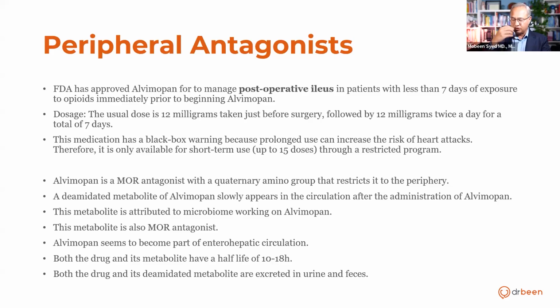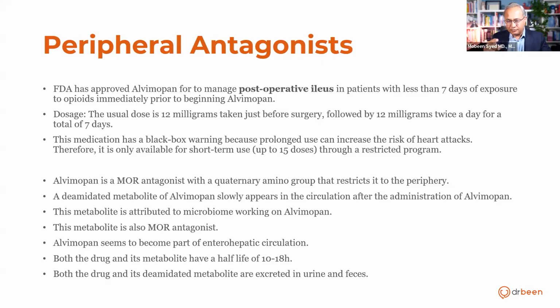The GIT, when they have taken the drug, in the lower GIT, we have microbiome, right? These bacteria are going to act on this drug and they would deamidate it. They would take the amide group, one part of the chemical molecule, and remove it. So now we have two molecules in the gut. One is the alvimopan itself, and some of the alvimopan has become deamidated by the microbiome. Both of these molecules, the parent molecule and the converted molecule, have a half-life of 10 to 18 hours. They both start appearing in the circulation and they would act on the GIT for the GIT issues.